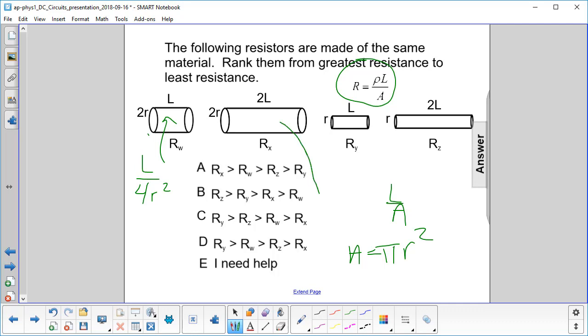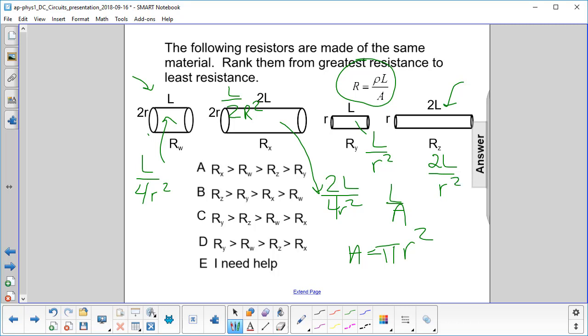Let's look at the next one over here. We have 2L, and again we have the same radius, 2r, so you square that, you get 4r squared, and this guy is going to be what? L over 2r squared. That's its resistance, so we'll write that up here, L over 2r squared. Okay, so what do we have? This guy is less than him. Let's do the next one. That's going to be L over r squared. And then finally, this one here, that's going to be 2L over r squared.